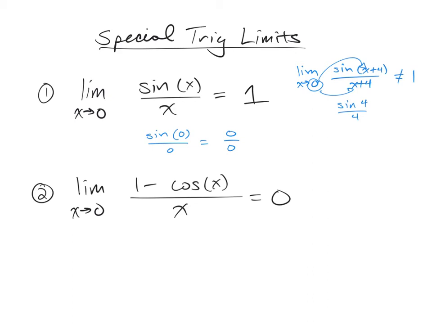And so it's very similar for the limit down here with cosine. If you try to substitute 0 in for the x's, you'll end up with 1 minus cosine of 0 all over 0. And if you remember your trig values, you can remember that the cosine of 0 is 1, so 1 minus 1 over 0, which is 0 over 0. So you need to double check that you're going to end up with a 0 over 0 form in order to use these special trig limits.